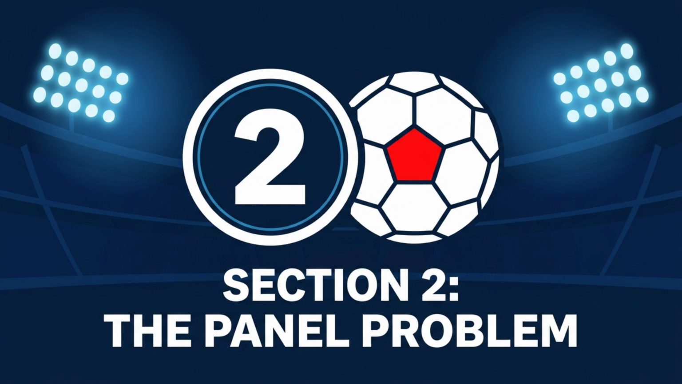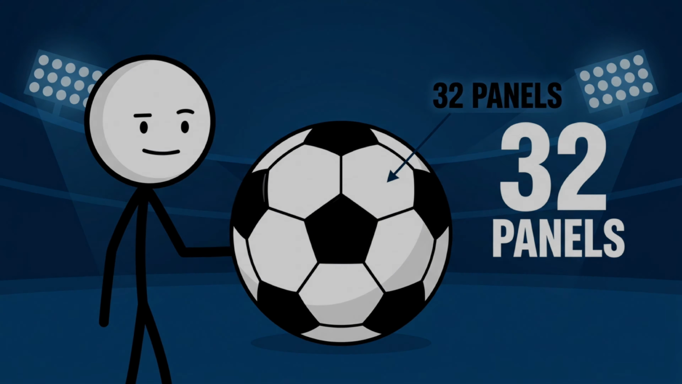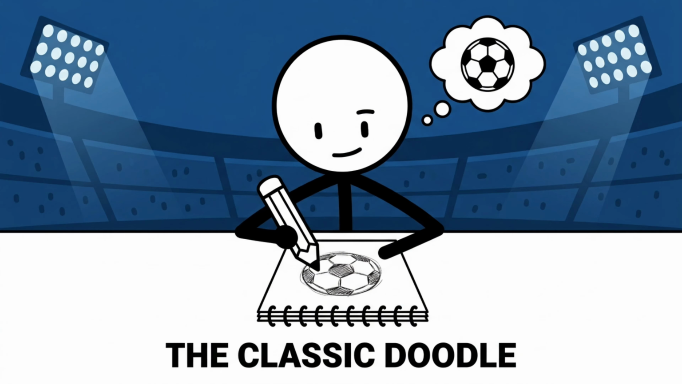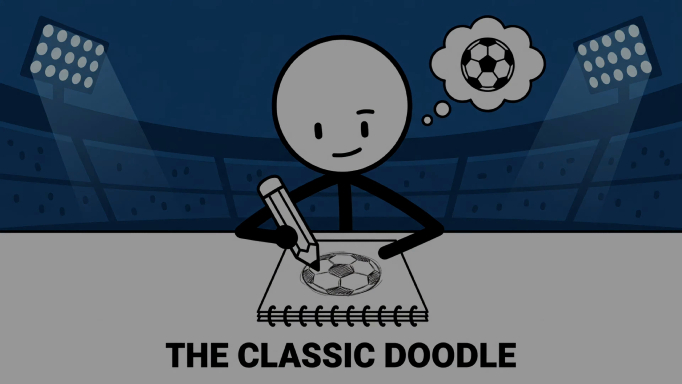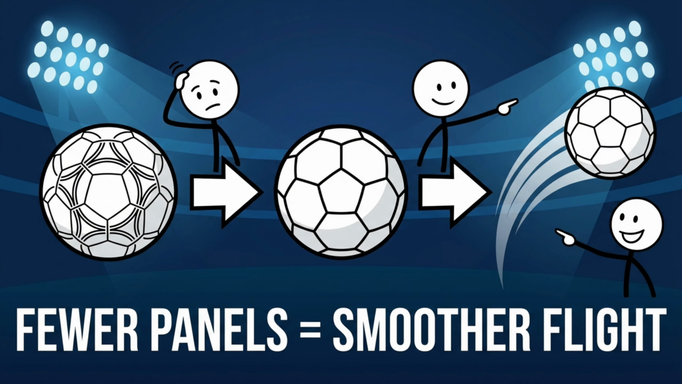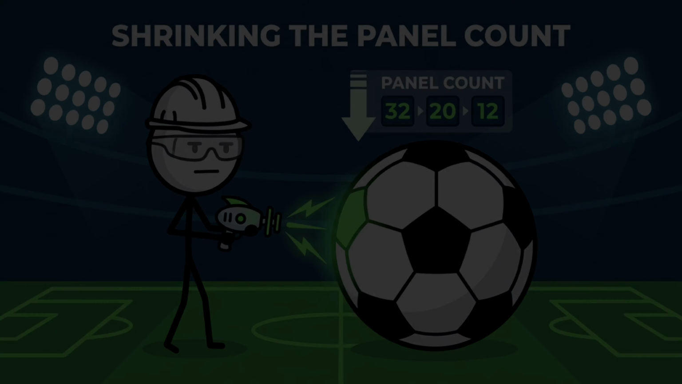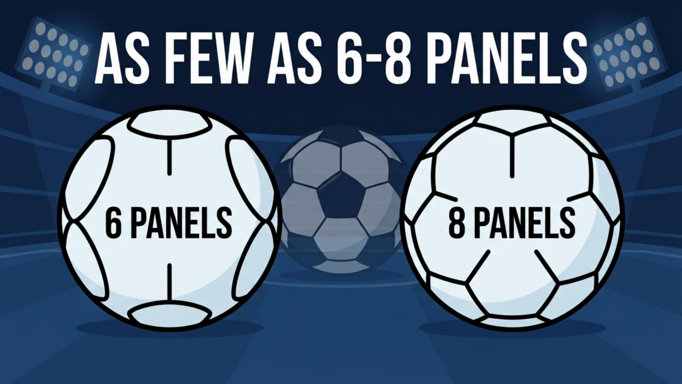Section 2. The panel problem. Here's where it gets interesting. Old school soccer balls had 32 panels. You know the black and white hexagon pattern everyone draws when they doodle a soccer ball? That's the classic design. Simple, reliable, boring, according to Adidas. Fewer panels means fewer seams. Fewer seams means smoother flight. So Adidas started shrinking the panel count. Some World Cup balls have had as few as 6 or 8 panels.